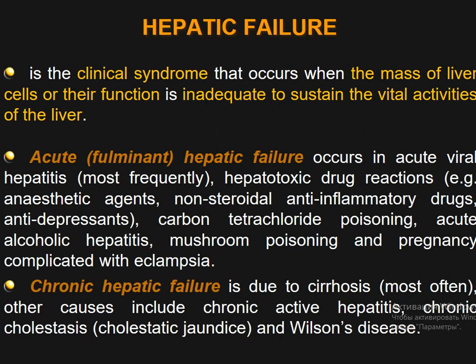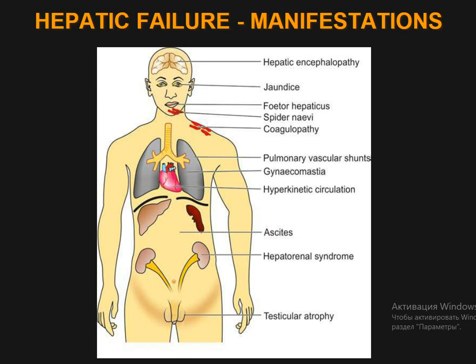Acute occurs most frequently in acute viral hepatitis and in other diseases like hepatotoxic drug reaction, mushroom poisoning, etc. Chronic hepatic failure most often occurs due to cirrhosis, and other causes include chronic active hepatitis, chronic cholestasis, and Wilson's disease. Here in this slide you can see the scheme of more important clinical manifestations related with hepatic failure, and now we will focus on all of them.